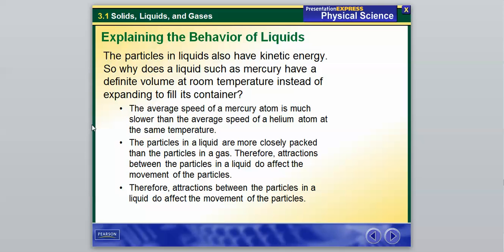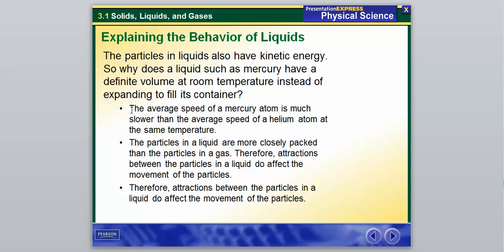So the reason why this happens is because the average speed of a mercury atom is much slower than the average speed of a helium atom at the same temperature. Because again, at room temperature, helium is a gas, and at room temperature, mercury is a liquid, so mercury is going to move much slower. So the particles in a liquid are more closely packed than the particles in a gas. Therefore, attractions between the particles in a liquid do affect the movement of the particles.